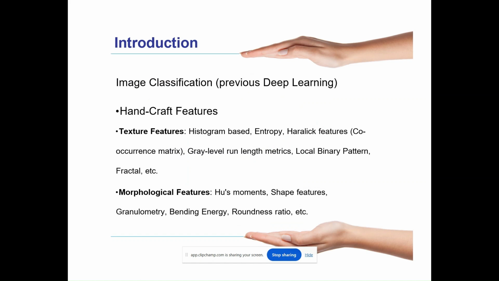We can consider texture features such as histogram based, entropy, Haralick features, gray level run length matrix, local binary patterns, and many more. And morphological features like Hu moments, shape features, granulometry, bending energy, and roundness ratio.